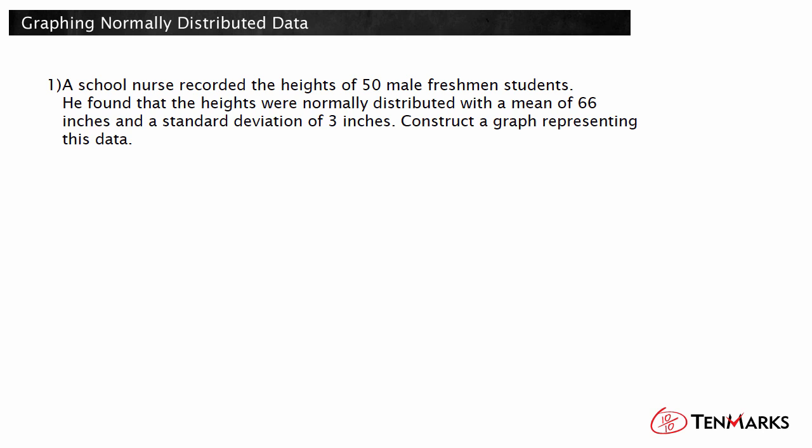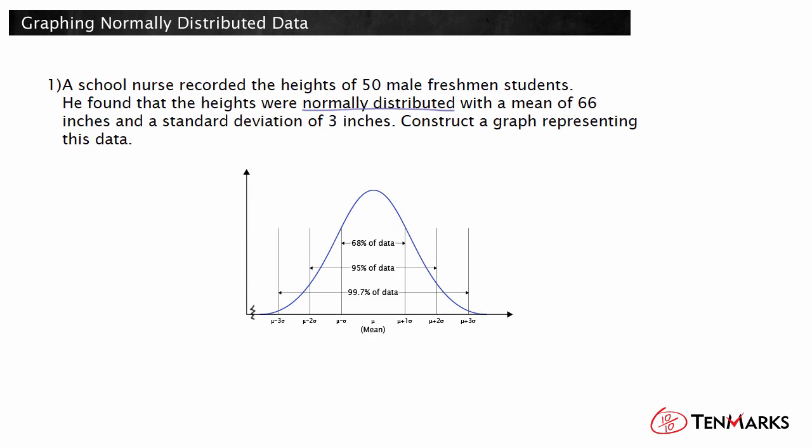We know the data is normally distributed, so the graph will be a bell curve. Because the mean is 66, you know the value at the center of the graph. You also know that the standard deviation is 3. Subtract 3 units for each tick mark below the mean, and add 3 units for each tick mark above the mean. This graph now represents the heights recorded by the school nurse.